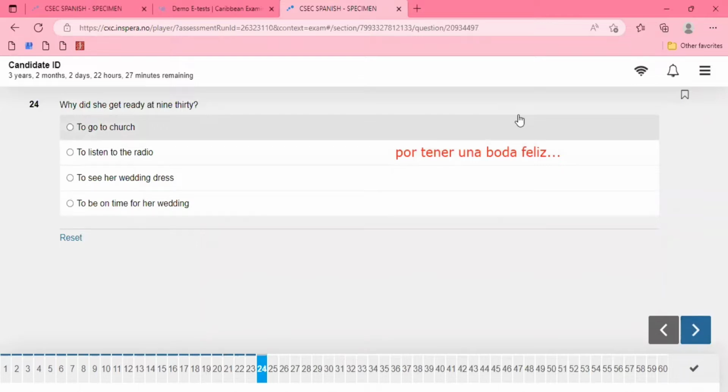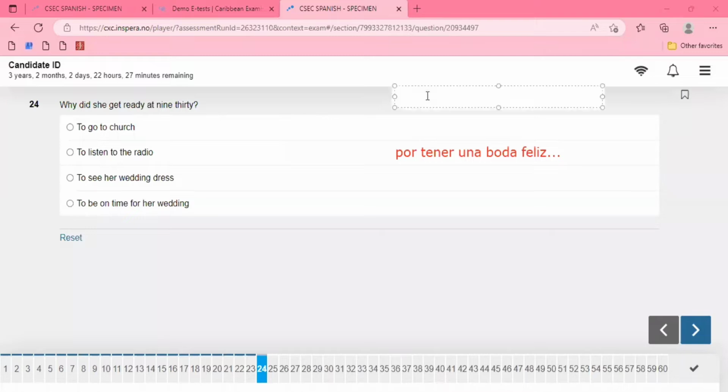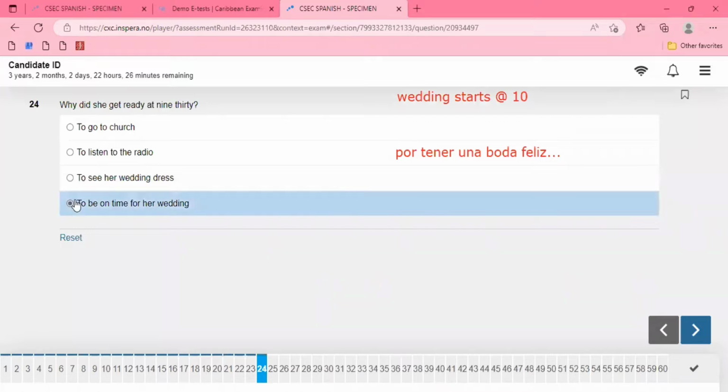So why did she get ready at 9:30? Just leave the notes. So again, we heard that the wedding would begin at 10. She was ready by 9:30. So of course, this would be because she wants to be on time for her wedding. We didn't hear anything about she wanted to see her wedding dress, because we already heard that she was in a wedding dress. It wasn't to listen to the radio or to go to church per se. It was to be on time for her wedding.